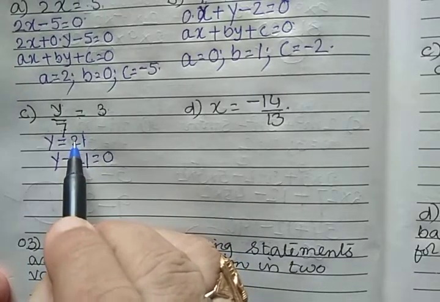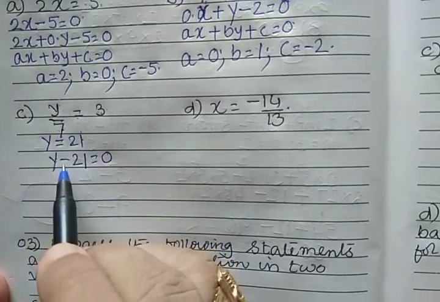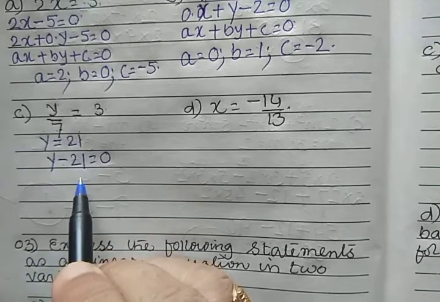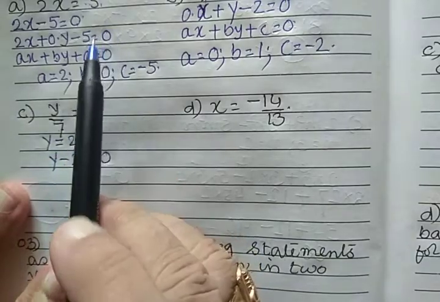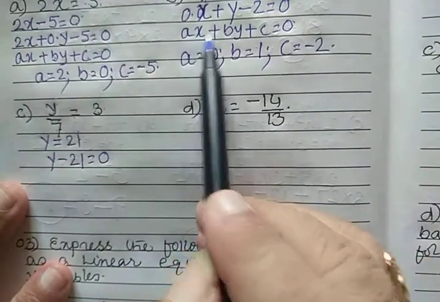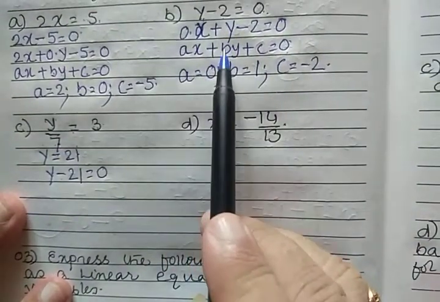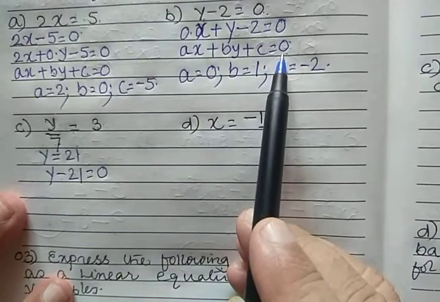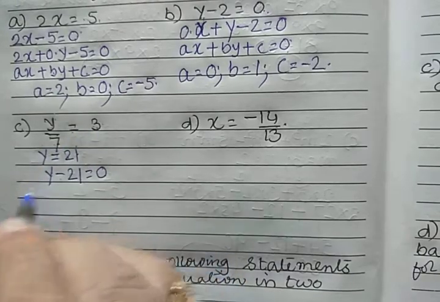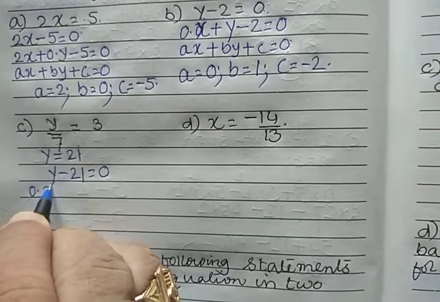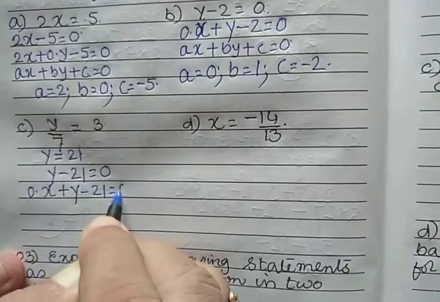The reason is, on this side the sign of 21 is plus. If you take it to the other side it becomes minus. y minus 21 is equal to 0. Now compare this with your standard form, ax plus by plus c is equal to 0. You find what? The x term is missing. So you can write 0 into x plus y minus 21 is equal to 0.